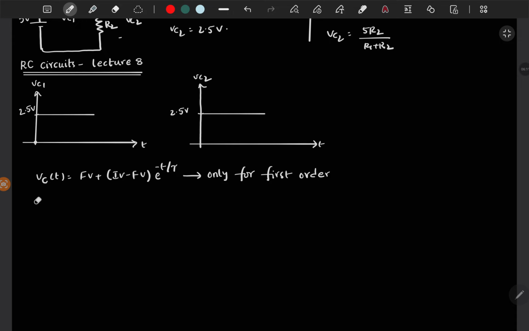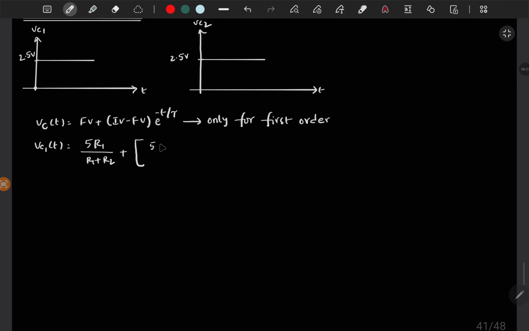So if you find Vc1 of t, then the final value is 5 R1 by R1 plus R2, plus initial value minus final value, times e power minus t by tau, u of t.